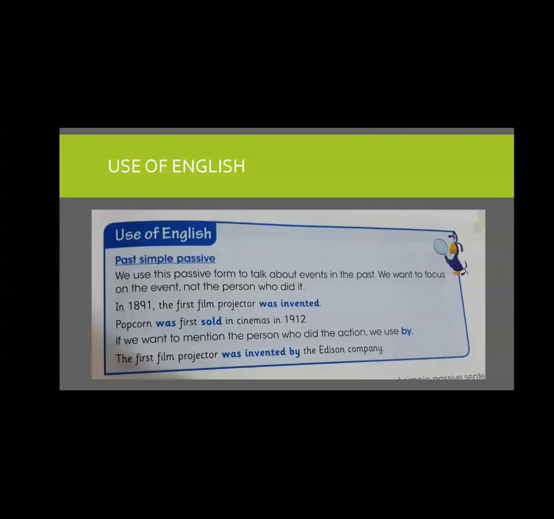So you need to use the third form of verb. If we want to mention the person who did the action, we use by. Whenever we are going to mention the person for the action, we use by. The first film projector was invented by the Edison Company. So these are the examples.